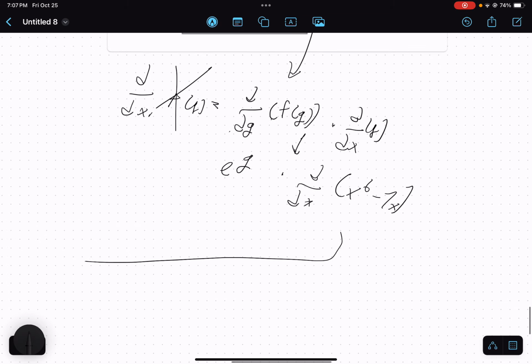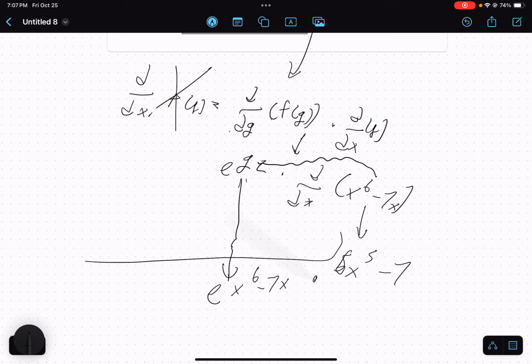And so when we take the derivative of x to the 6 minus 7x, you'll get the value of 6x to the 5 minus 7. And then here, you're going to plug x into g, and you're going to get e to this, times this.